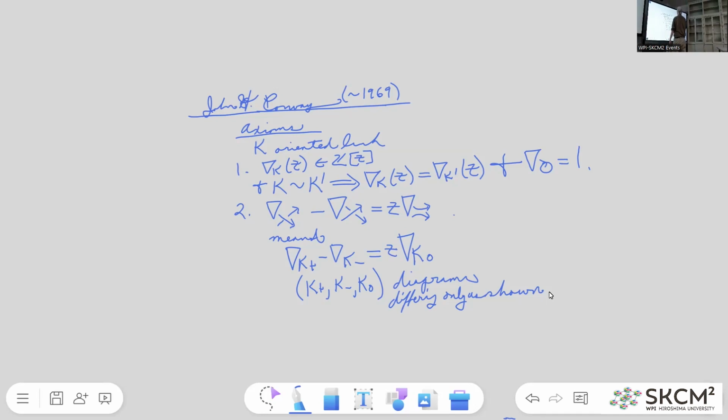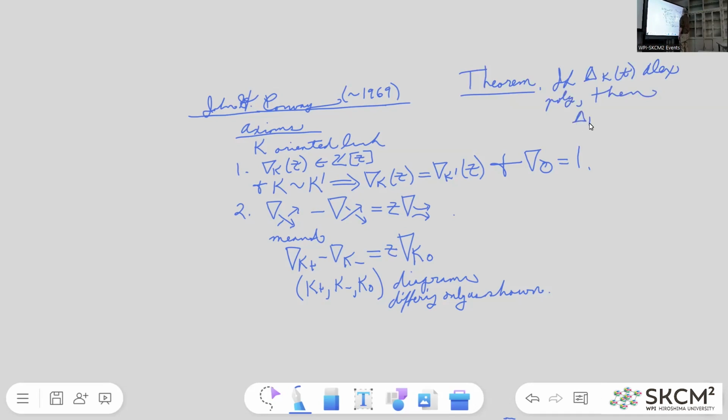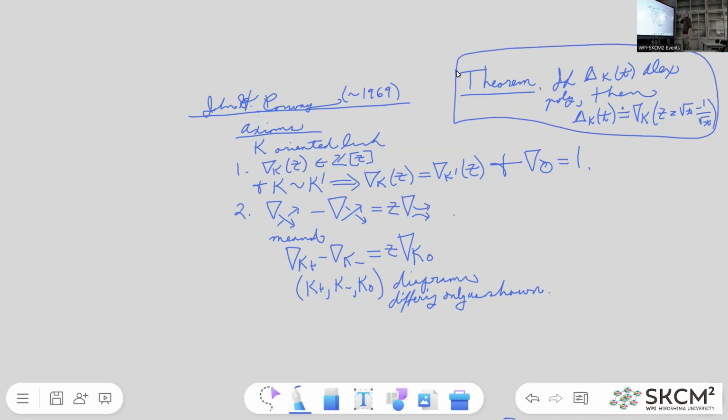And then there is a theorem that if delta K of T is the Alexander polynomial, then the Alexander polynomial of the knot or link is equal, up to a power of T, to nabla K for Z equal to root T minus 1 over root T. I'm not going to prove the theorem, we don't have time to do more about the Alexander polynomial. It's interesting to see how to prove that, of course.